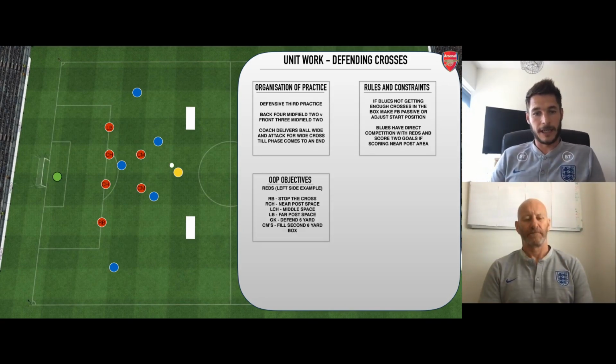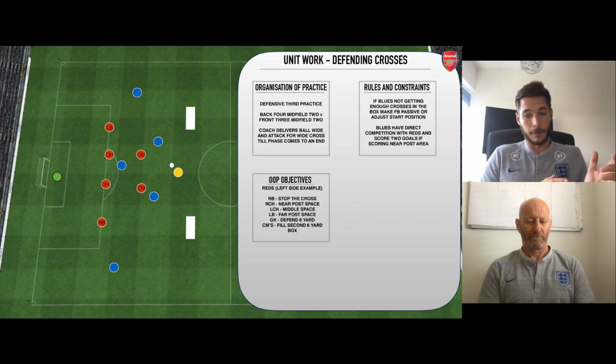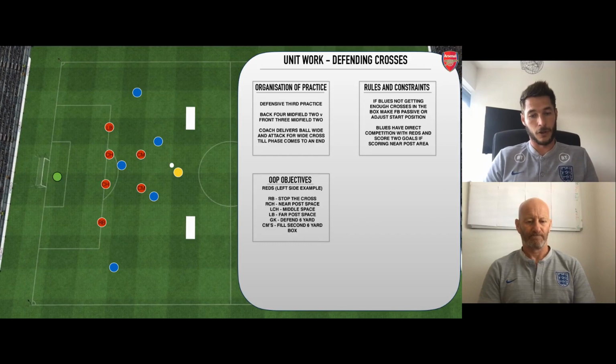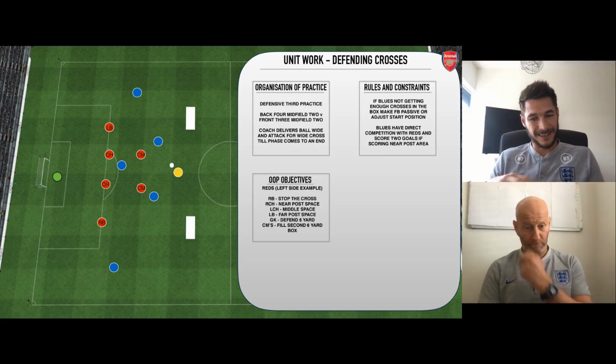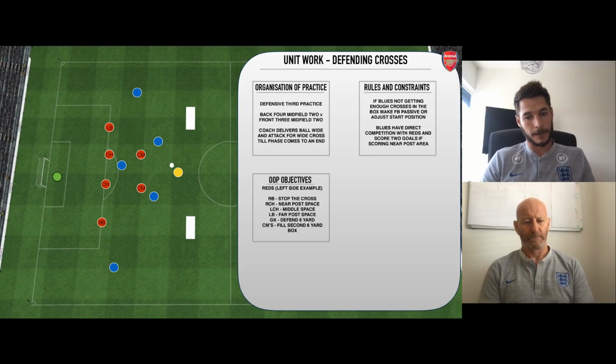Out of possession objectives. So just to give you a left side example with that ball going out to the left, we're going to be looking at the right back to stop the cross, show him down the line, try and nullify it at source and stop that ball coming in. Right sided centre half, he's going to protect the near post space. Left side centre half, he's going to protect the middle space. The left back will protect the far post space. The goalkeeper is going to defend that 6-yard box. Remember the David De Gea clips. We're going to be looking at positions, threatening positions, making sure that any ball whipped into the 6-yard box is the goalkeeper's responsibility. And then the centre midfielders are going to fill that second 6-yard box area, which is where most cutbacks are played to.